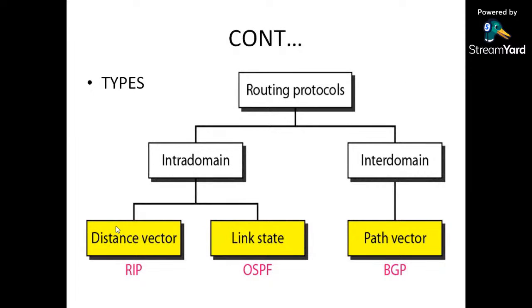So there are two types of routing protocols: intra-domain and inter-domain. Distance vector and link state are examples or types of intra-domain routing. Inter-domain routing uses path vector routing. For distance vector, we can use the RIP protocol. For link state, we can use the OSPF protocol. For path vector, we can use the BGP protocol.